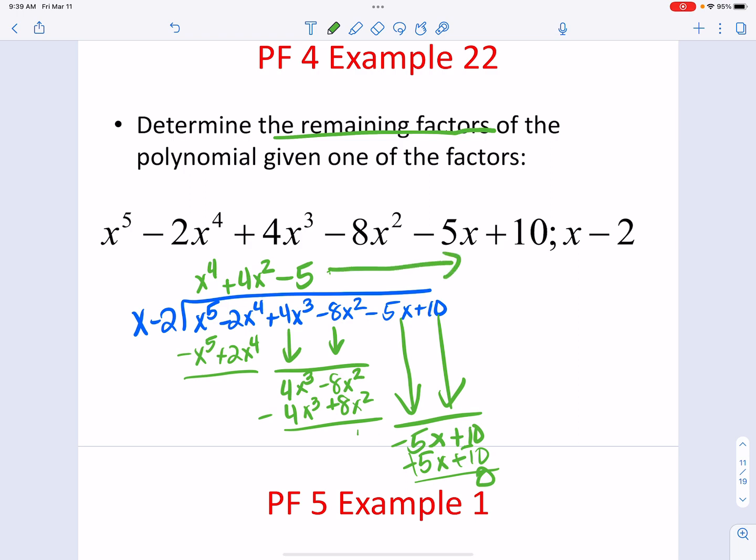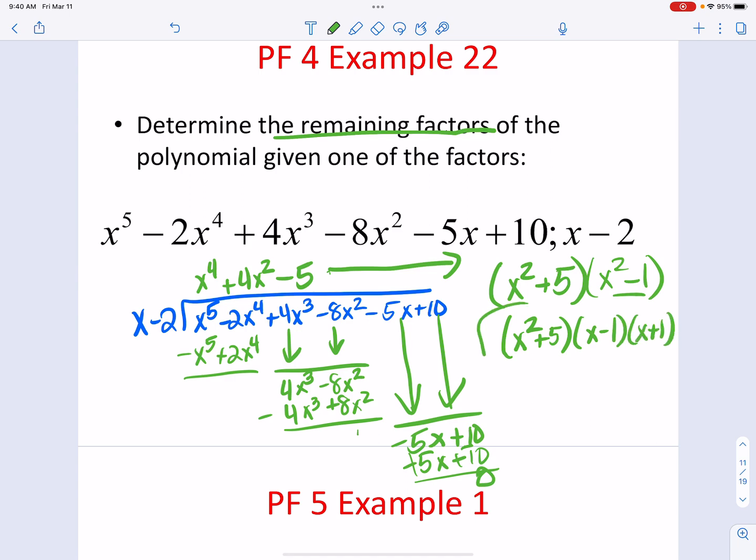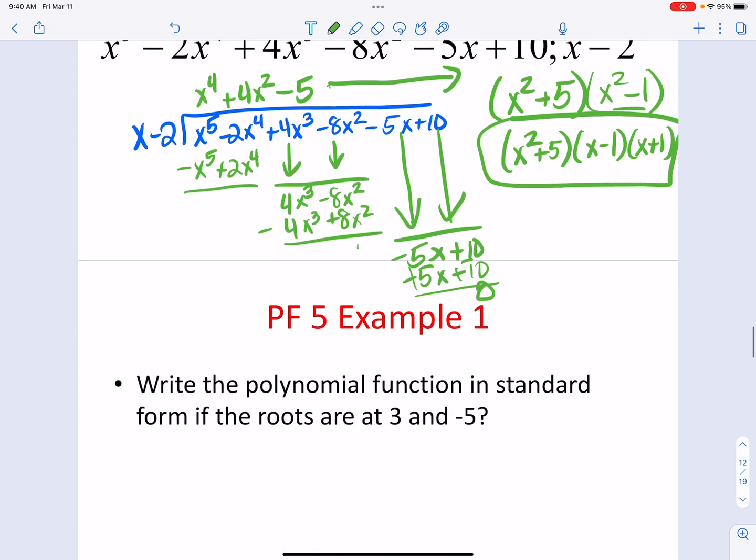So what are my factors of this? Wouldn't this be x squared plus 5 and x squared minus 1? This still factors. So this would be the correct answer. It's kind of like the warm-up we did earlier. You just would have done it all the way. So you can still factor it.